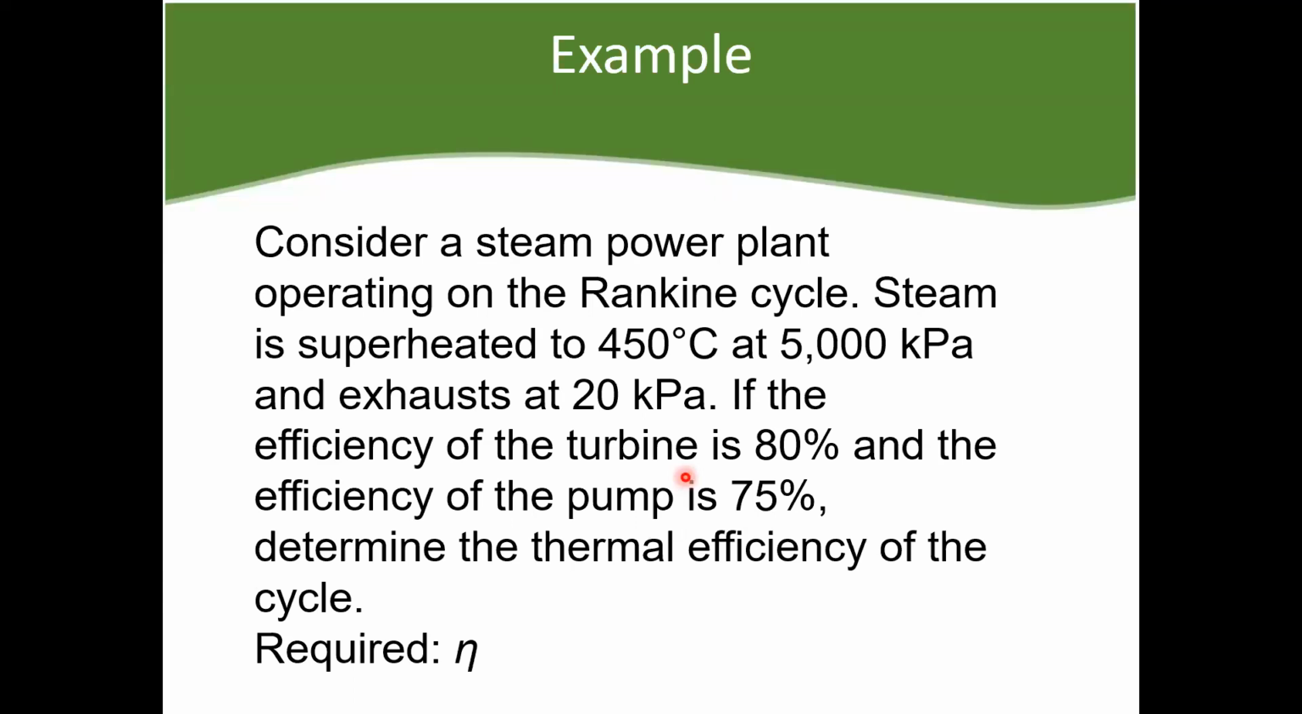Consider a steam power plant operating on a Rankine cycle. Steam is superheated to 450 degrees Celsius at 5,000 kilopascals and exhausts at 20 kilopascals. If the efficiency of the turbine is 80% and the efficiency of the pump is 75%, determine the thermal efficiency of the cycle.